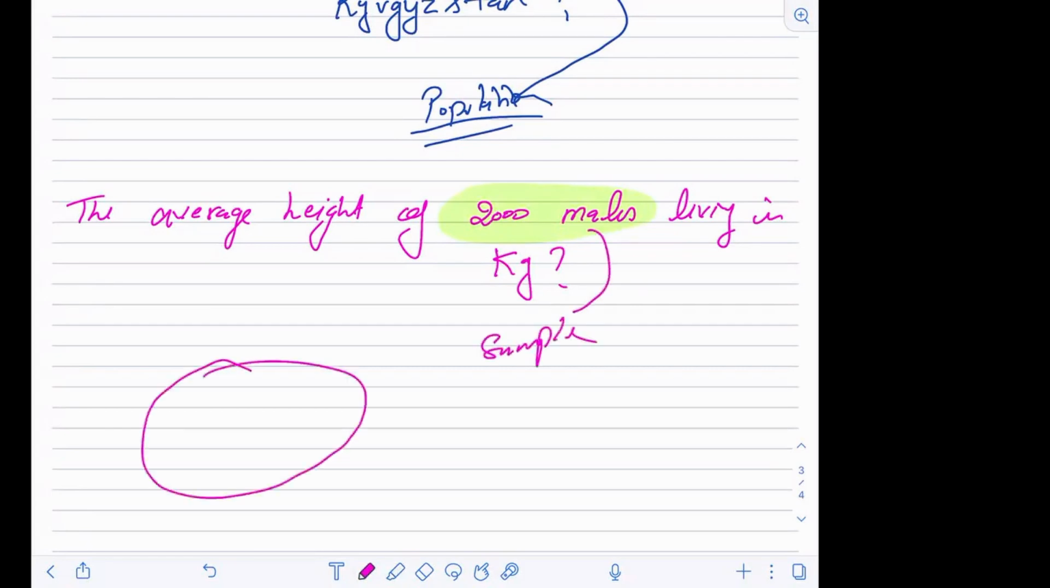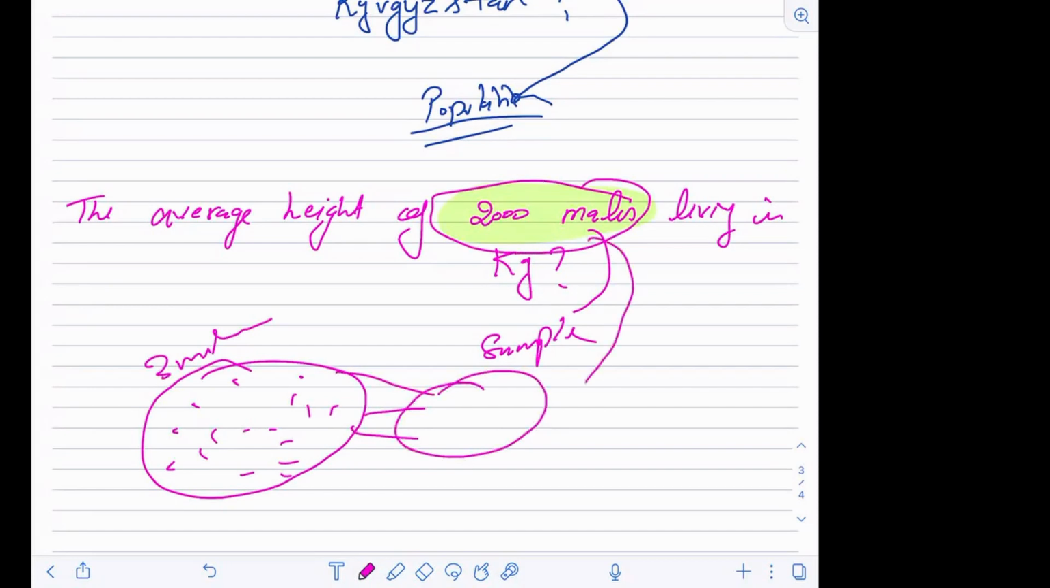Again, draw this picture. In Kyrgyzstan, I don't know how many males there are. Let's say 3 million or 4 million, I don't know, right? But I'm just talking about the 2,000 males, just 2,000 males. So that's my sample.